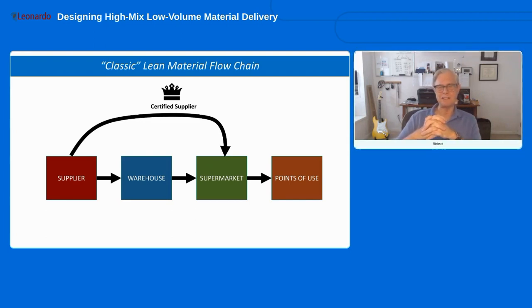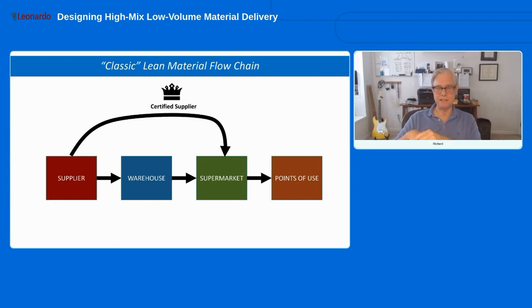Okay, so here's the classic material flow chain. I don't know who called it classic. I guess we call it classic. It's what we typically see or what we typically try to implement. And it looks like this. You've got on the left side the outside suppliers. So we typically call that supply chain issues.